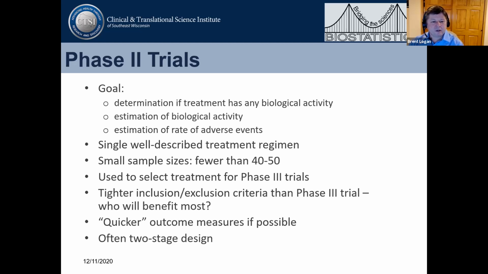Typically you're looking for quicker outcome measures if possible. If you're trying to figure out whether to move this forward to a randomized study, you don't want to wait 3 years for the outcome on each patient to be able to make that determination. So here you'll often see what we call surrogate endpoints or short-term endpoints that one might expect to be predictive of a long-term benefit. And then often these are done in 2 stages, and we'll talk about that in a minute.